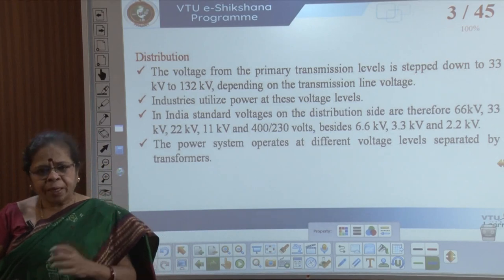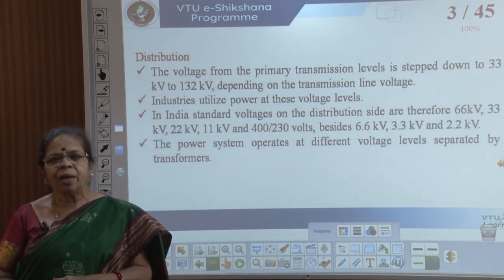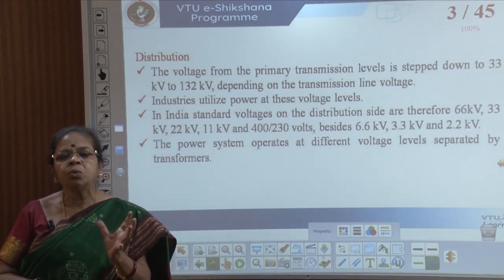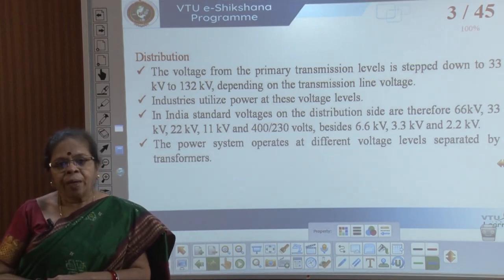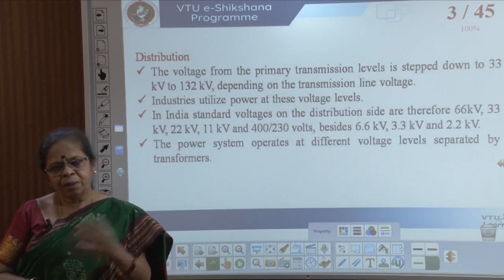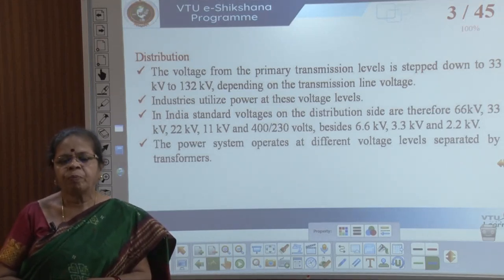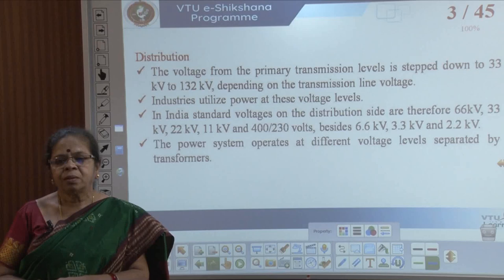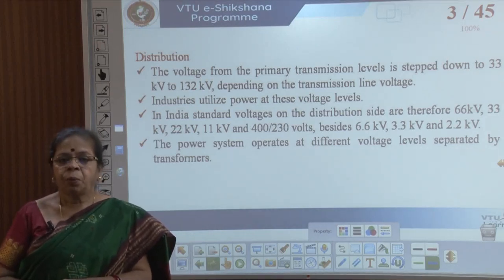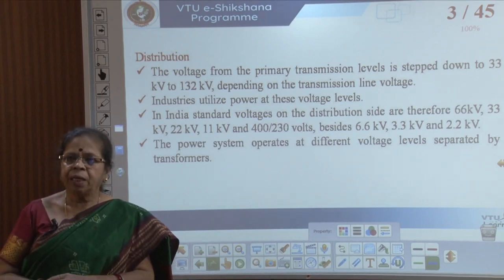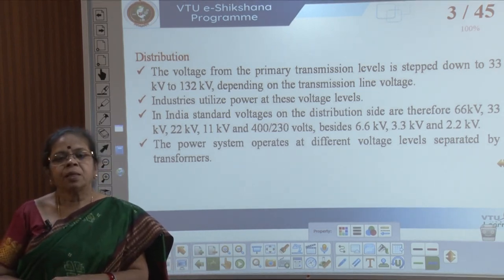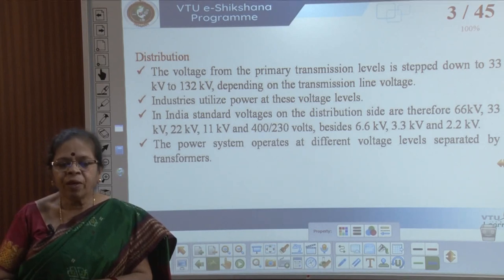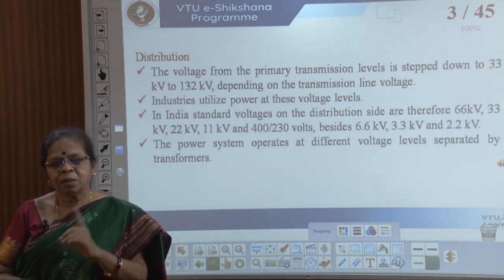So the voltage from the primary transmission levels is stepped down to a range between 132 to 33 kV, where industrial load centers take the power at that particular voltage. And in India, the standard distribution voltages are 66, 33, 22 and 11 kV. And finally, at the residential levels, it is 400 by 230 volts. So the 400 is three phase and 230 is single phase.